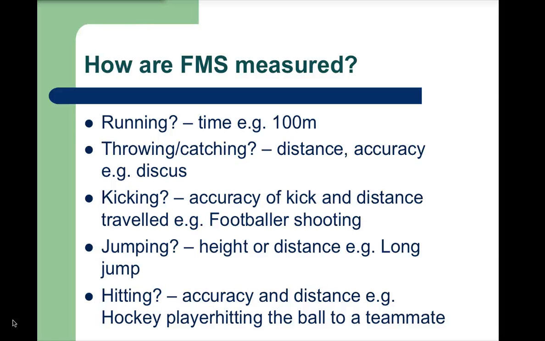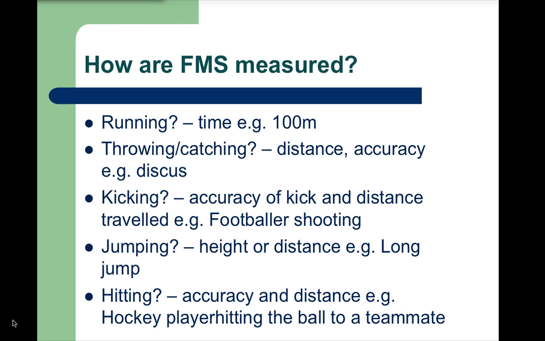How do we measure these fundamental motor skills? Well, running. Running can be measured through time. Example, 100 meters, 30-meter sprint. You measure that by time using a stopwatch. A throw or a catch, well, you measure a throw through the distance that you've thrown it, or accuracy. Example, when throwing a discus or a javelin, you measure that through the distance that it's been thrown.